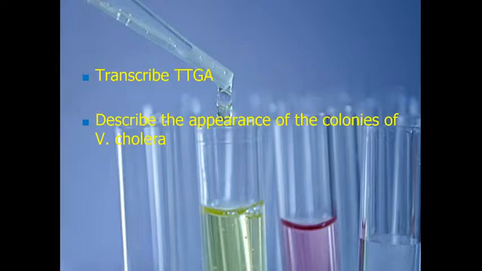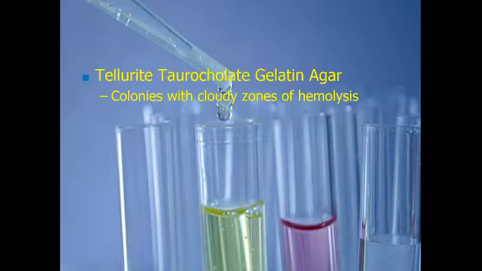Okay, now let's talk about TTGA. TTGA is not a band. It stands for tellurite taurocholate gelatin agar. The appearance of the colonies will have cloudy zones of hemolysis. So if it's Vibrio cholerae, you'll see this type of appearance.